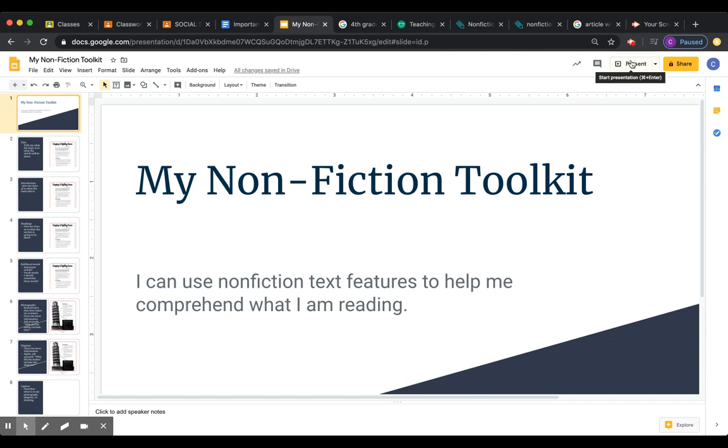Hi, guys. Today we are going to continue talking about nonfiction text structures, and we're talking about different tools like we did yesterday that will help us to comprehend what we're reading. And we are doing this first so that later in the week we can move into talking about different nonfiction text structures. So these tools will help us with any sort of nonfiction text that we're reading.